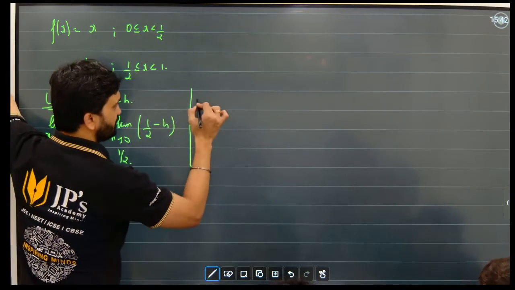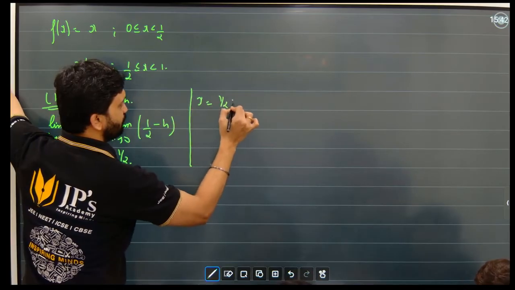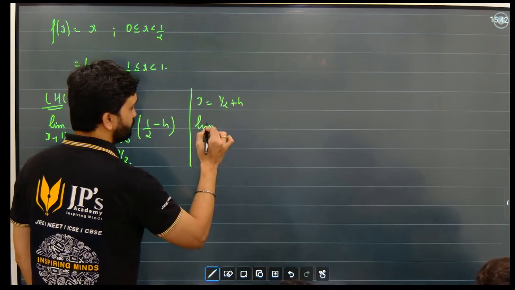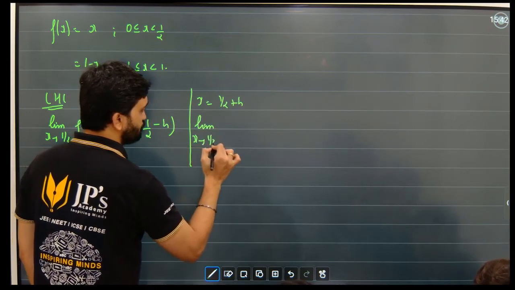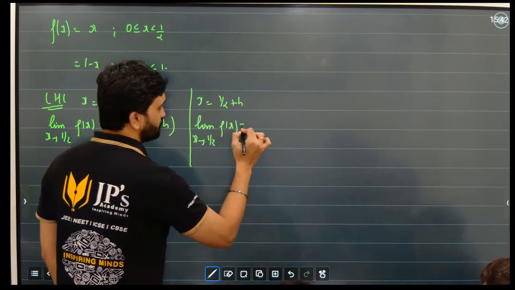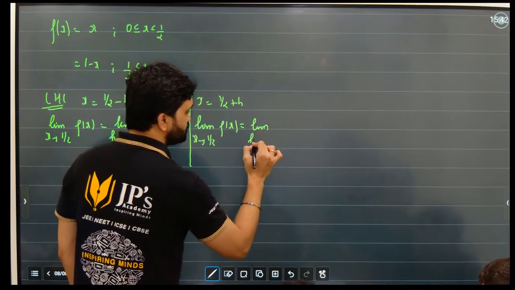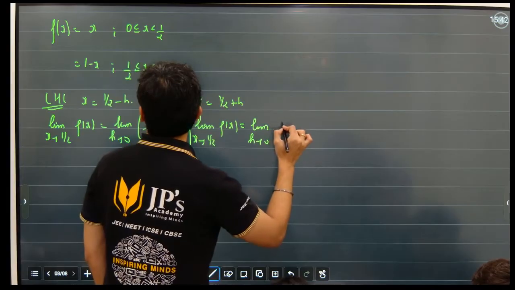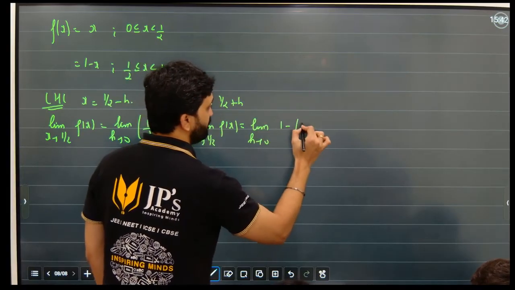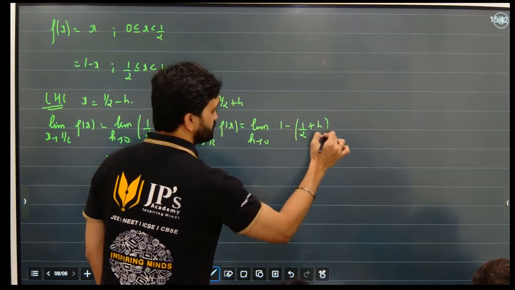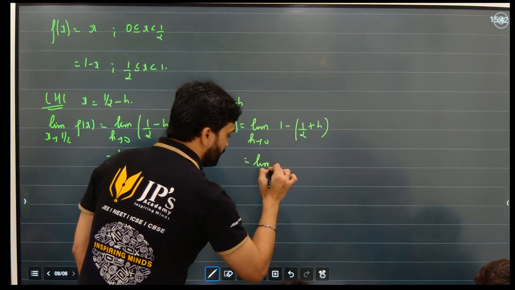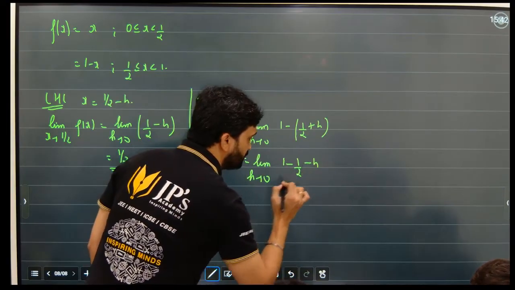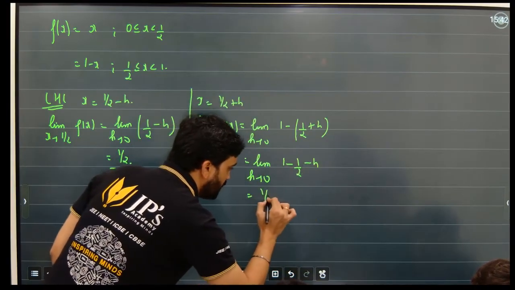Now I'll take x is equal to half plus h. Half plus h is where x is greater than half. So I'll write limit x tends to half f of x is equal to limit h tends to 0. Okay, and this will become 1 minus x का value is half plus h, which is limit h tends to 0, 1 minus half minus h is 0, and my answer is half.